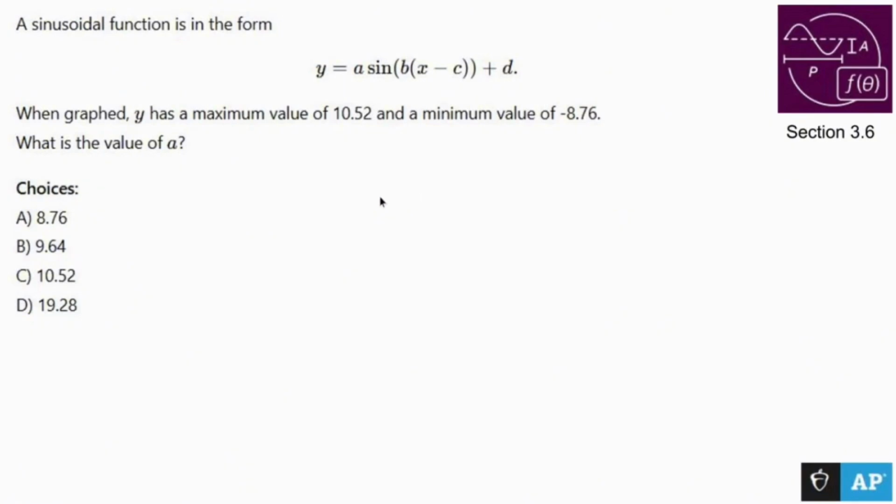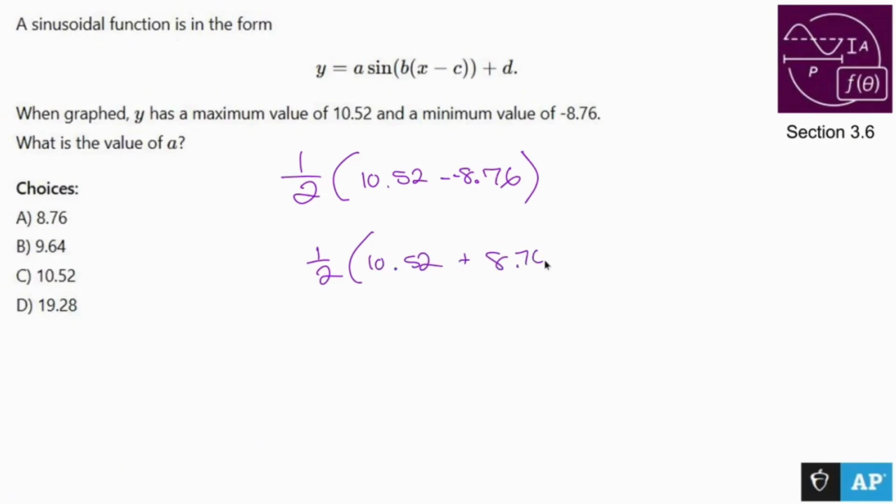Well, how do you find the amplitude? It's half the total height. So it's going to be half of the very tippy top, 10.52, minus the very bottom, negative 8.76. Okay, so half of 10.52 plus 8.76.